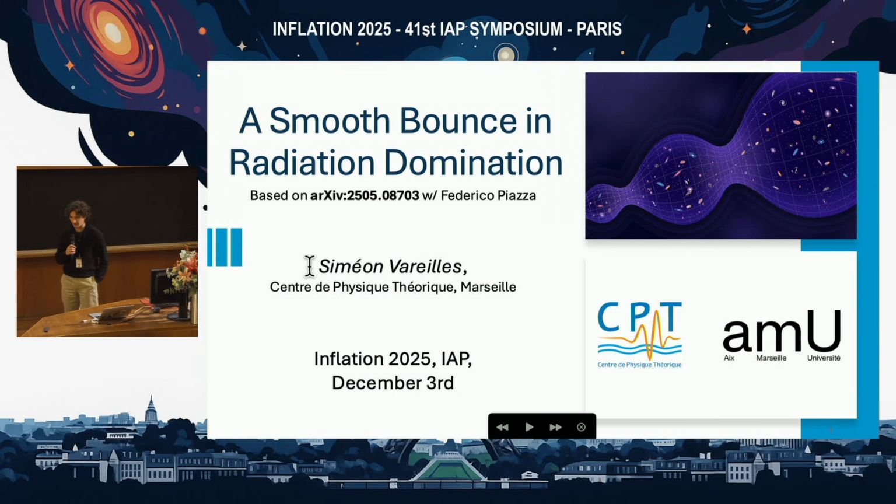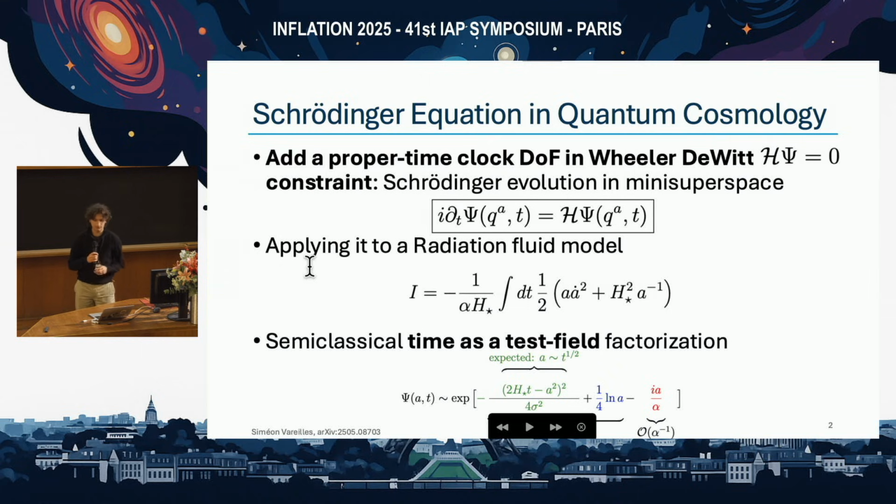And in my poster, I'm going to briefly present a project that I have undertaken in collaboration with my supervisor, Federico Piazza, which is about describing cosmological bouncing behavior already at the level of a radiation-dominated universe. So the idea is to base the ground equation on the Wheeler-DeWitt constraint, which is the fact that the Hamiltonian of the theory vanishes on shell of the lapse constraint due to the theory's invariance under time reparameterization, and to add to the dominating physics a test field which will act as a clock.